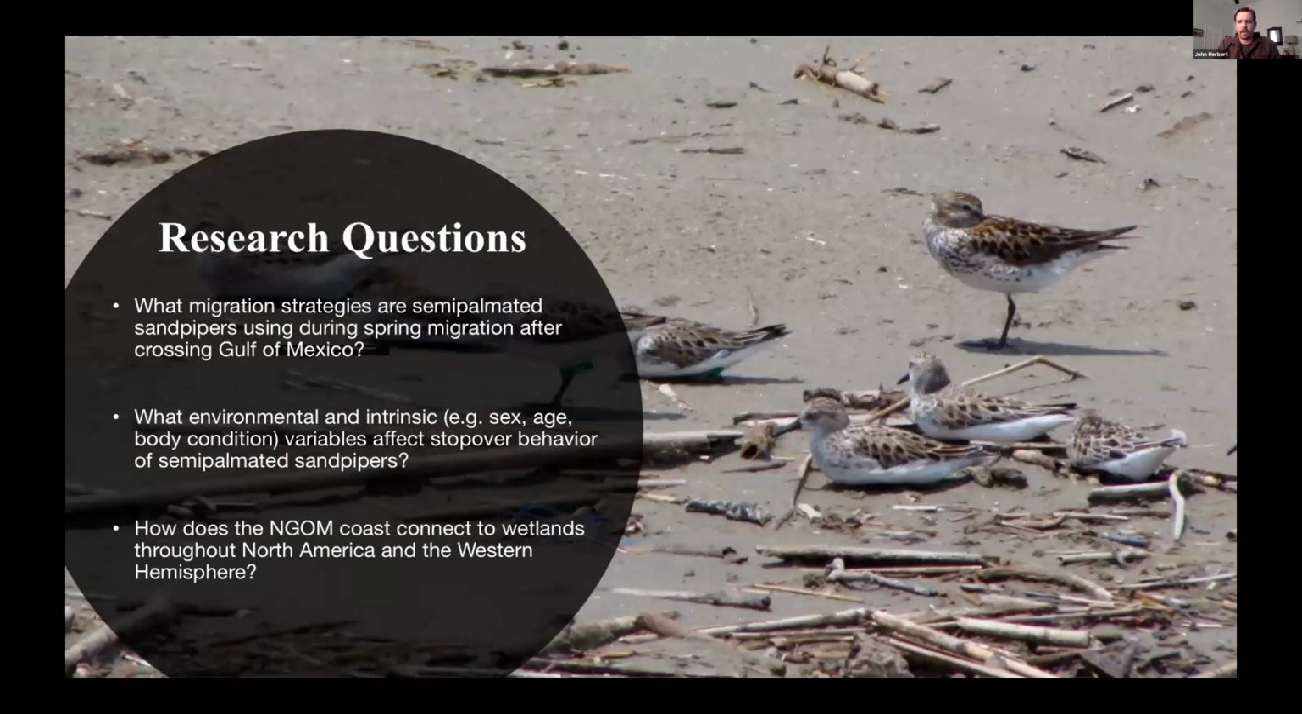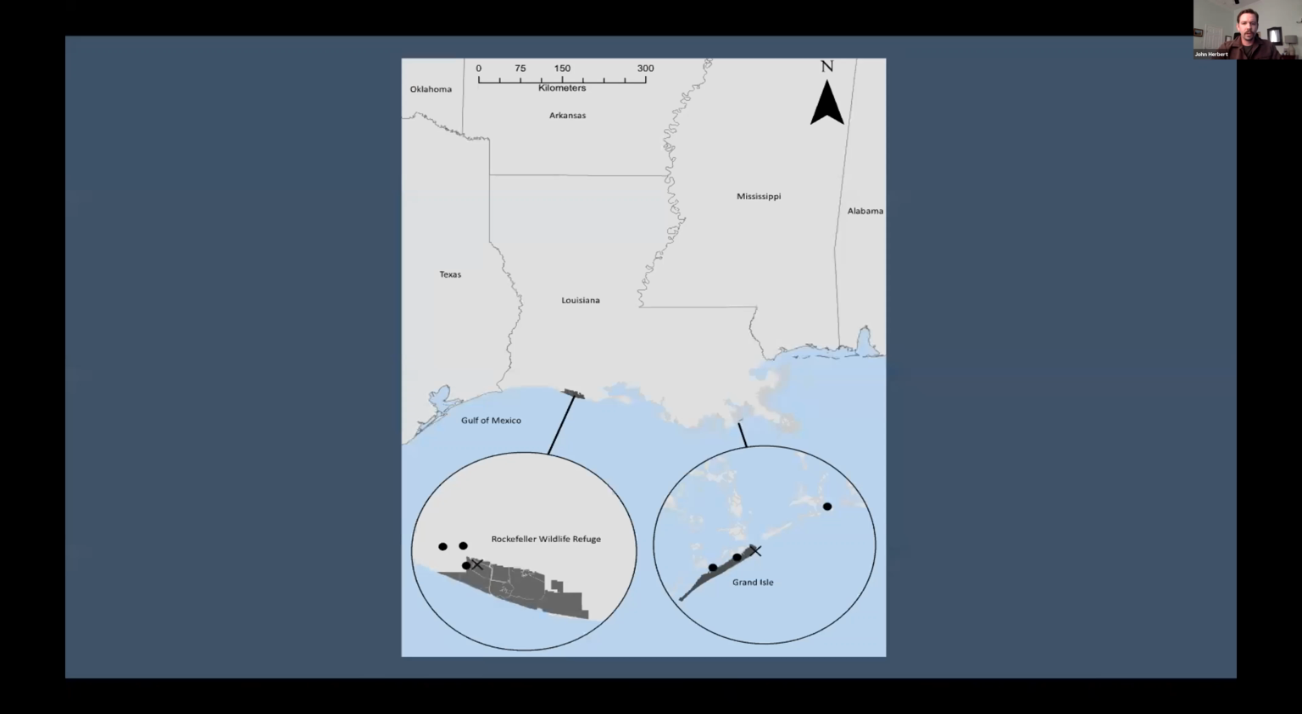So our research questions, we wanted to know what migration strategies these sandpipers are using after crossing the Gulf of Mexico and stopping on the northern Gulf of Mexico coast. What's affecting them? What environmental variables? What intrinsic demographic variables? Sex, age, body condition, where they're breeding. And we also want to know, how are these wetlands on the Gulf Coast connecting to wetlands throughout North America and the Western Hemisphere throughout their annual cycle.